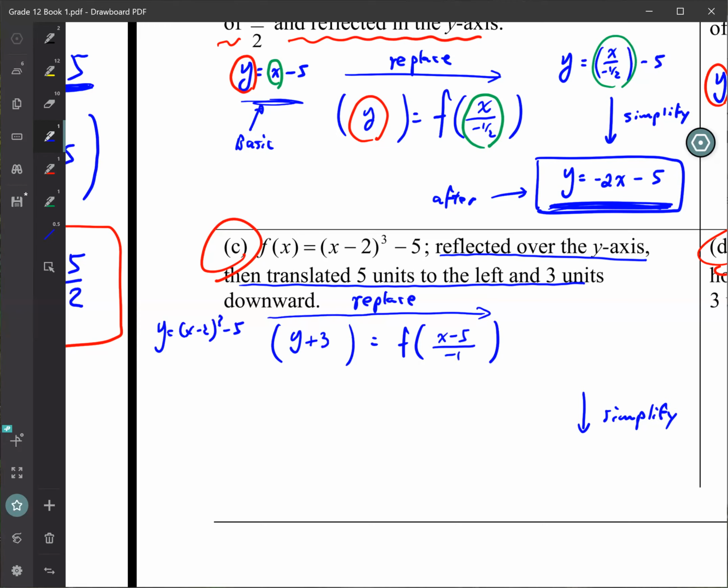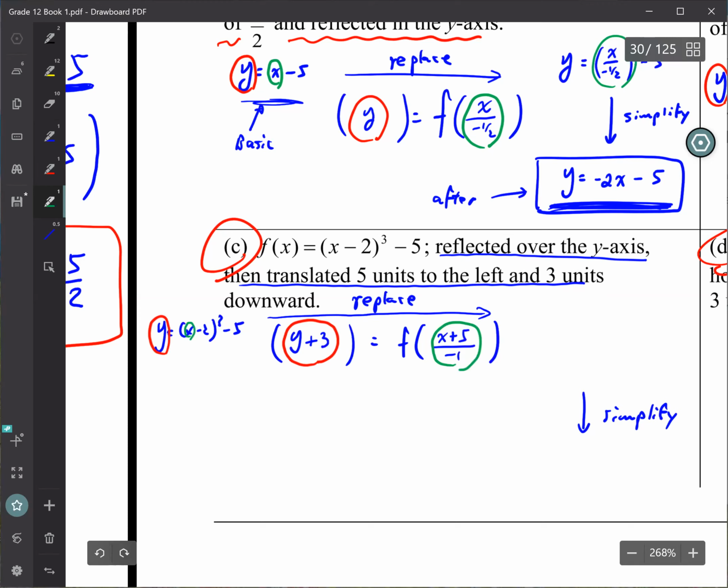So that's reflection over the y-axis, and we want to move left. Move left should be what? I said plus. Oh, you said plus, sorry. So x plus 5 over negative 1. That's the story form. Now all we need to do is replace the y part with the y, and then replace the green with the x. Then we simplify afterwards.